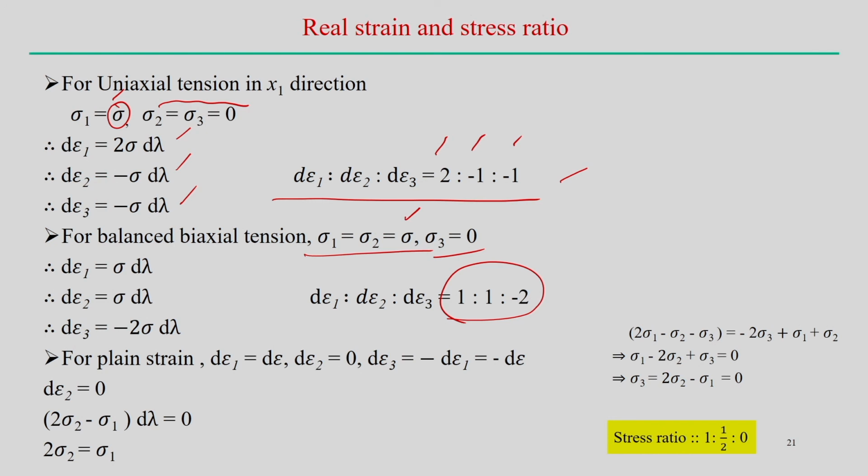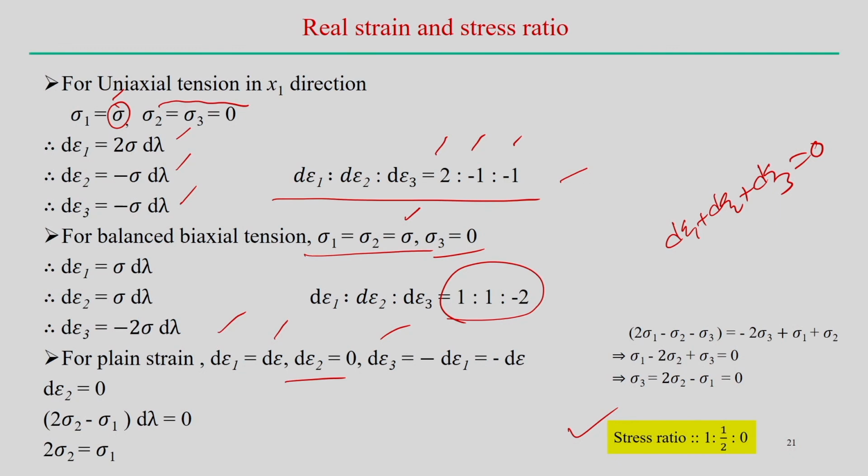Similarly, for the plane strain condition, in this case d epsilon 1 equals d epsilon, the increment in the other direction is 0, and d epsilon 3 equals minus d epsilon. If we follow the continuity equation, using these two equations, then we can reach this ratio, and the stress ratio can be 1 to half to 0. That means the magnitude of the stress in one direction is half, or double, that of the other direction, and in the other direction the stress does not change.